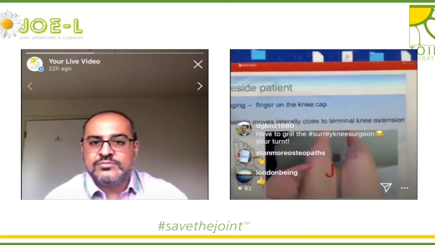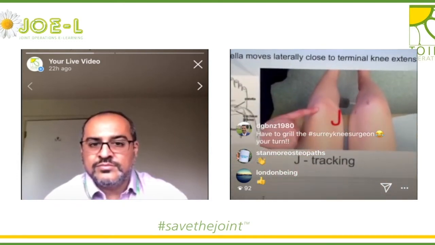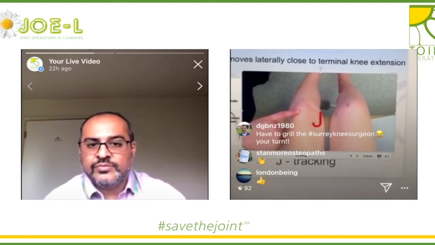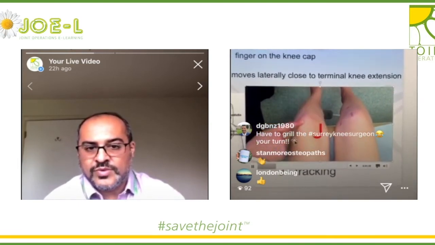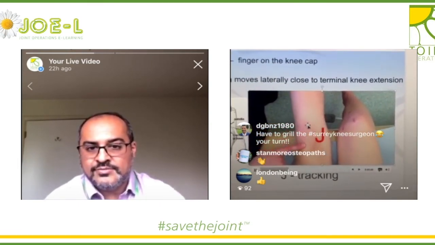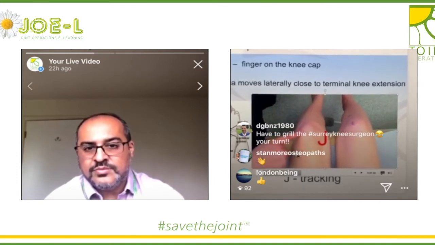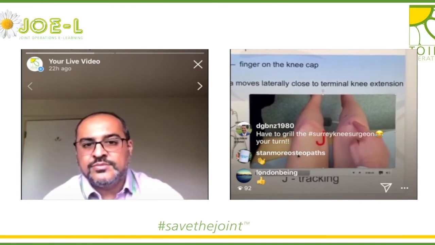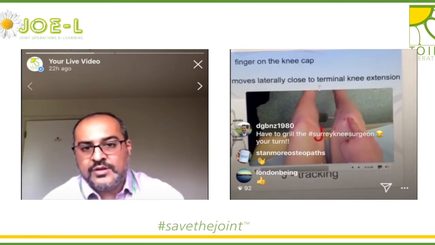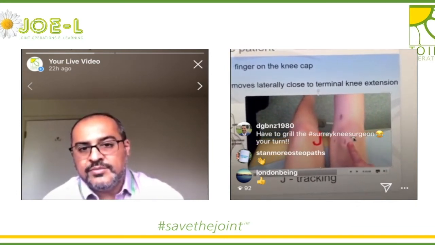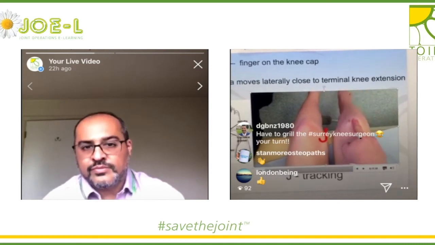If I go to this picture now and hit the video, this is what we call the J sign. The patella moves like a J as you go into extension. That is maltracking of your kneecap. This young girl, she's 13. I did an MPFL, medial patellofemoral ligament reconstruction, and you can see the tracking: the J sign's been eliminated on that side.